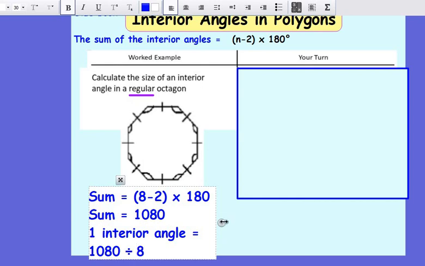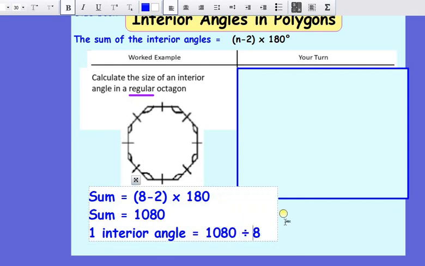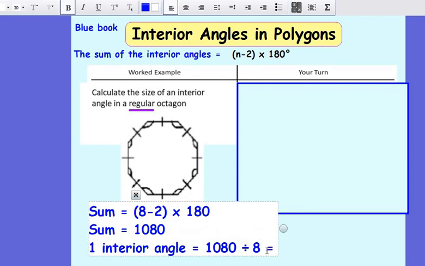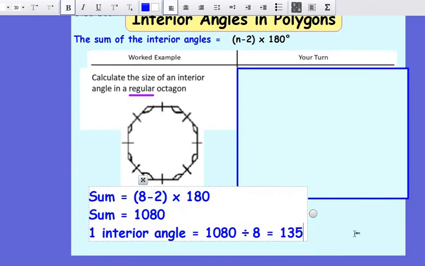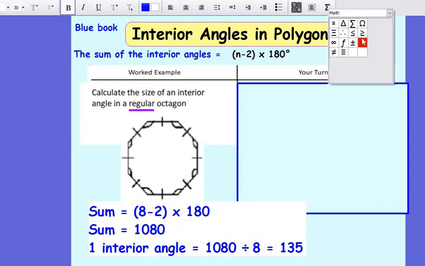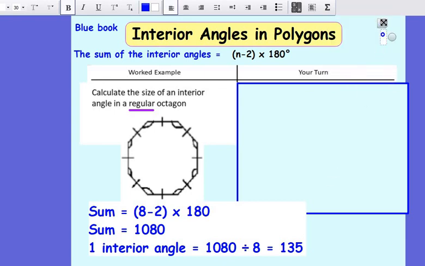The sum of them is 1080. We need to divide it by 8 to work out what one of them would be. 1080 divided by 8 is 135. So each of those angles within that octagon is going to be 135 degrees. There we go. Let's check. If I did 135 plus 135 plus 135 plus 135 plus 135 plus 135 plus 135 plus 135, that would give me 1080, so it works.